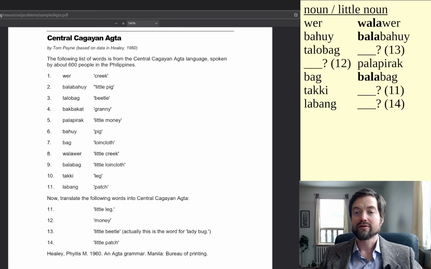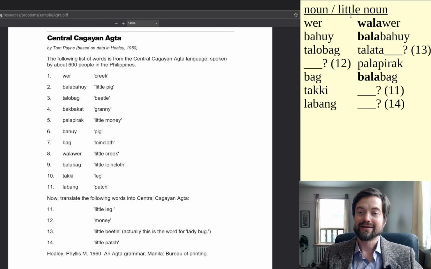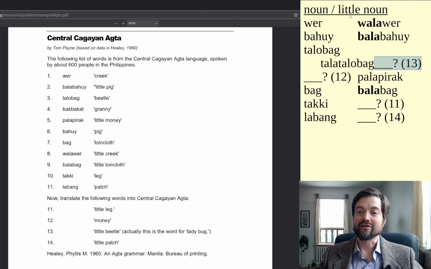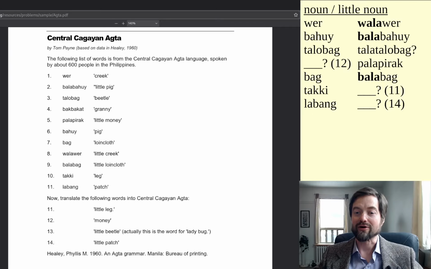Well, talo bag, it seems like that would get tala. Talo bag. I mean, that's going to be my guess, right? So why not? You can put a question mark, say don't know for sure, but if we're following the pattern, I don't see any reason to make the pattern any different.